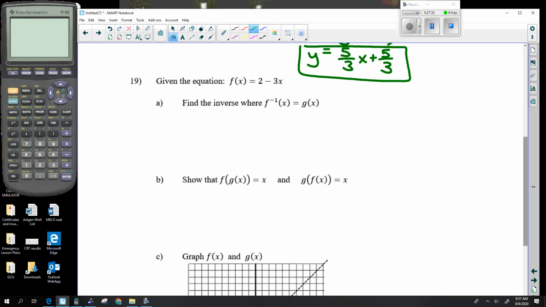Okay, find the inverse. So g of x is the inverse. Right now, f of x is equal to 2 minus 3x. So that means y is equal to 2 minus 3x. That's the current equation. So the inverse is x is equal to 2 minus 3y. Solving this, I subtract 2, divide by negative 3.